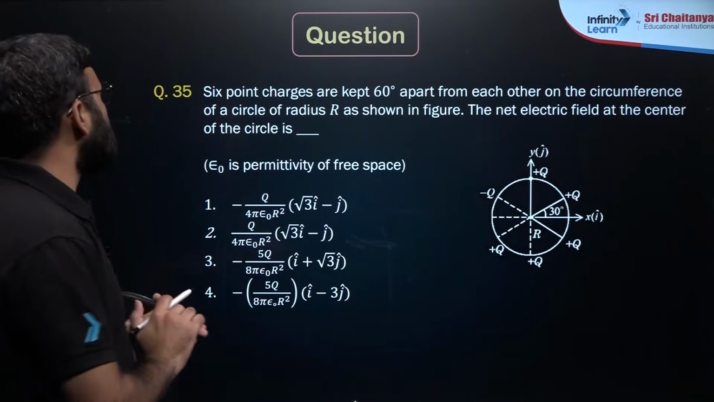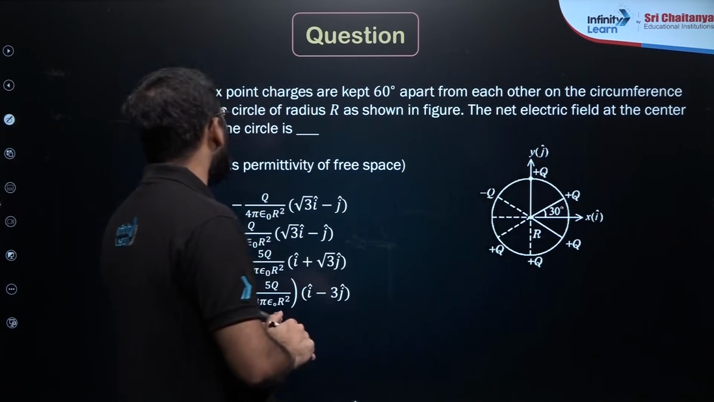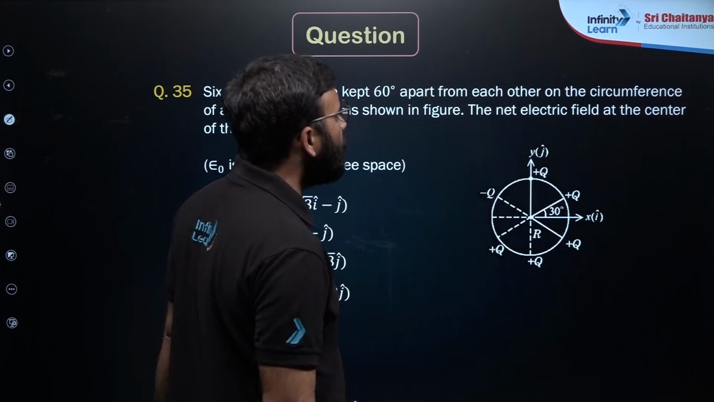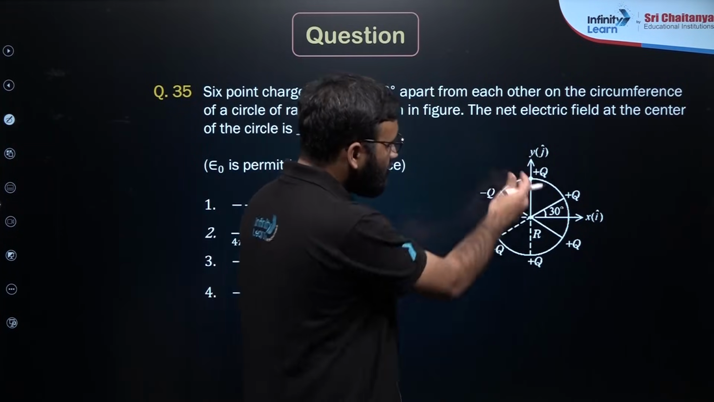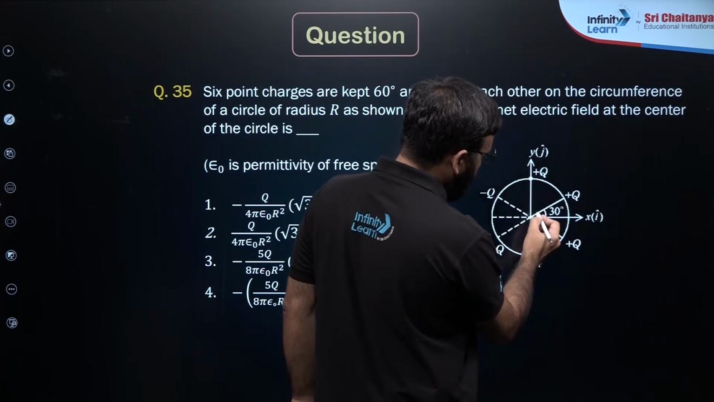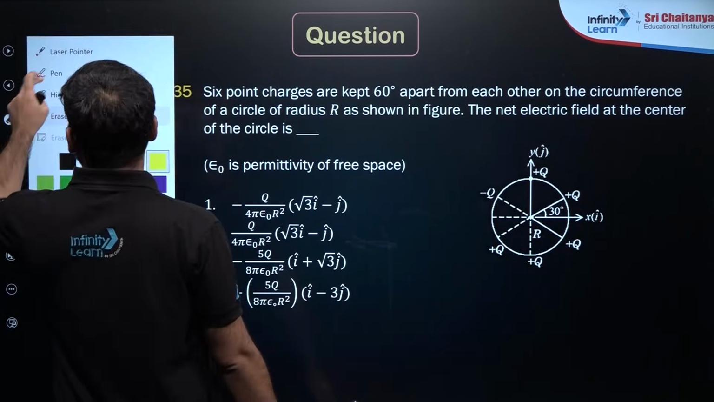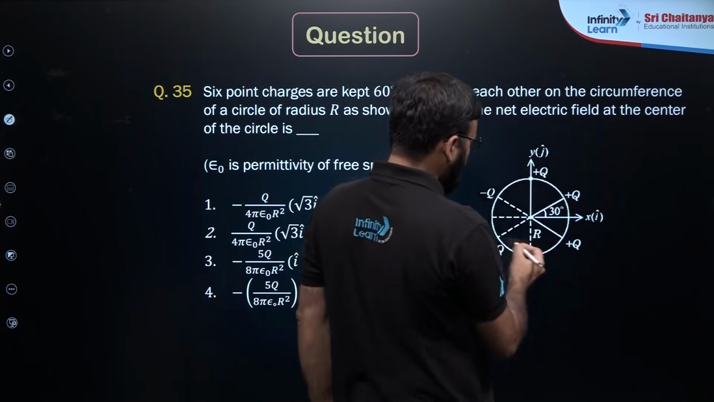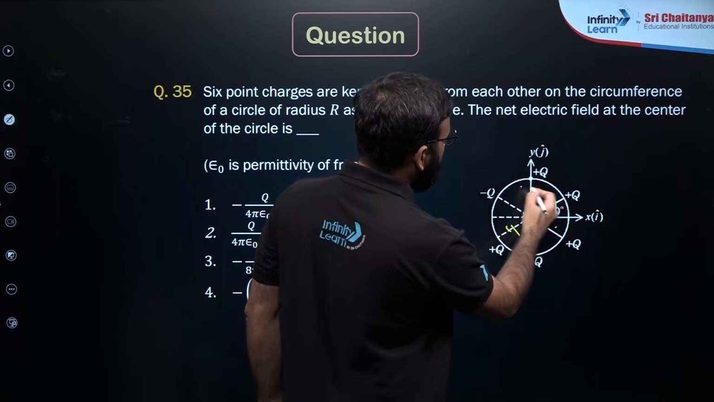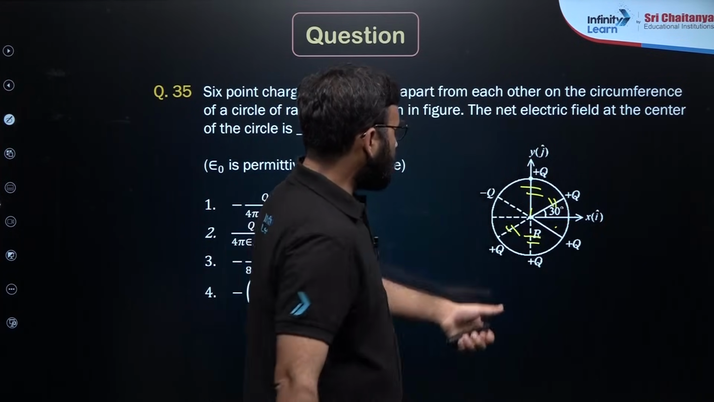Next question: 6 point charges are kept 60 degrees apart from each other on the circumference of a circle of radius R, as shown in the figure beta. What is the net electric field at the center of the circle? Just see this arrangement: this angle is 60, but this angle is 30, that is given in the question. This is the plus charge and this is the plus charge, both cancel out each other. Similarly, this one and this one also cancel out, because this will repel this one and this will repel this one.